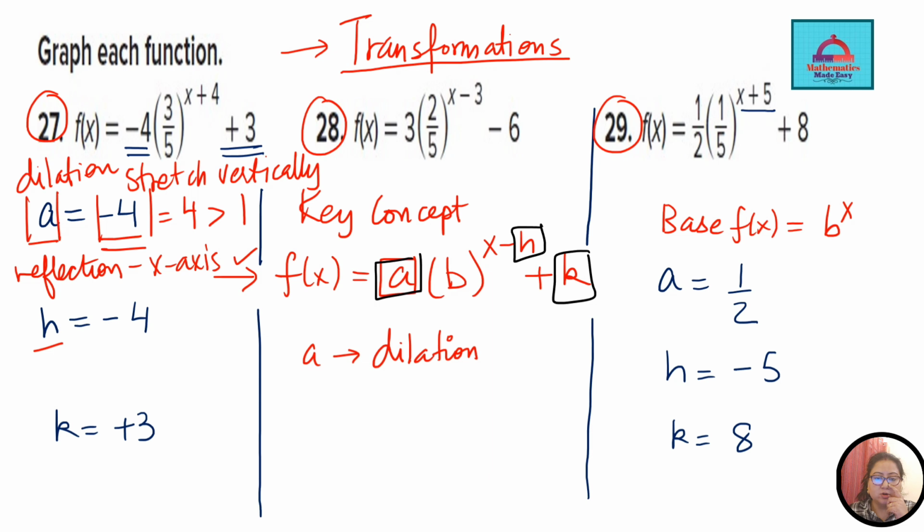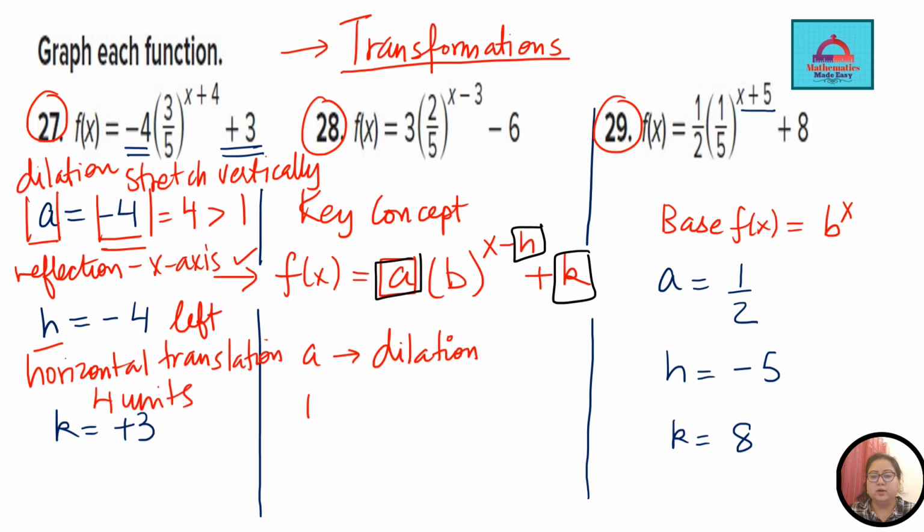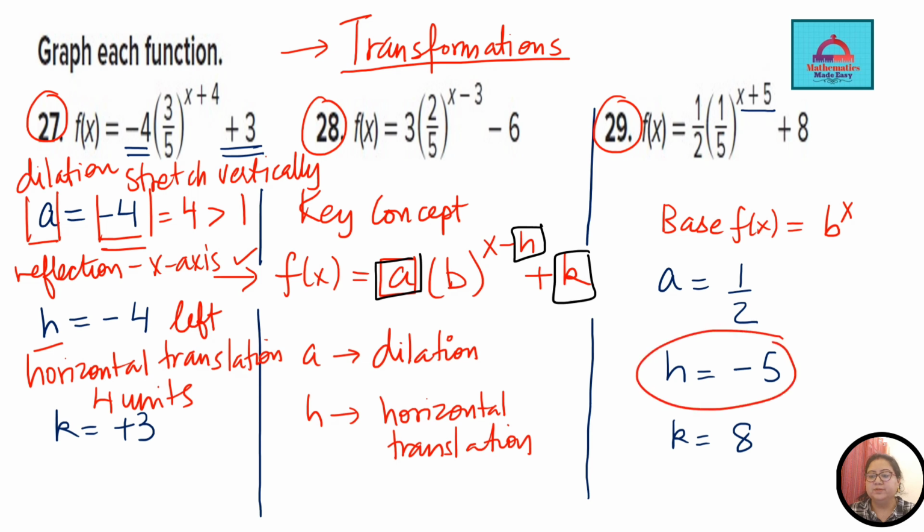Then h is your horizontal translation, and when h is negative, definitely you move left because your horizontal axis is the x-axis. So horizontal translation, and how many units? 4 units. So h is how much you're moving horizontally. You move to the right if h is positive, you move to the left if h is negative. So here also you will move to the left side.